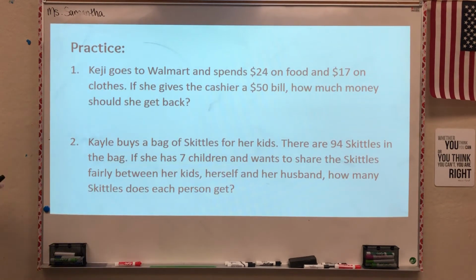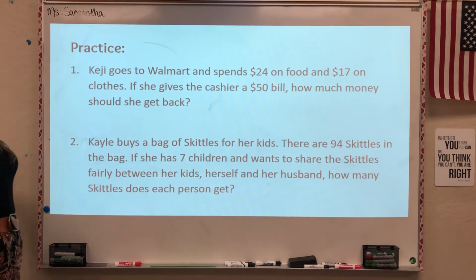Here we go. This first one says KG goes to Walmart and spends $24 on food and $17 on clothes. If she gives the cashier a $50 bill, how much money should she get back? Go ahead and try that one now.